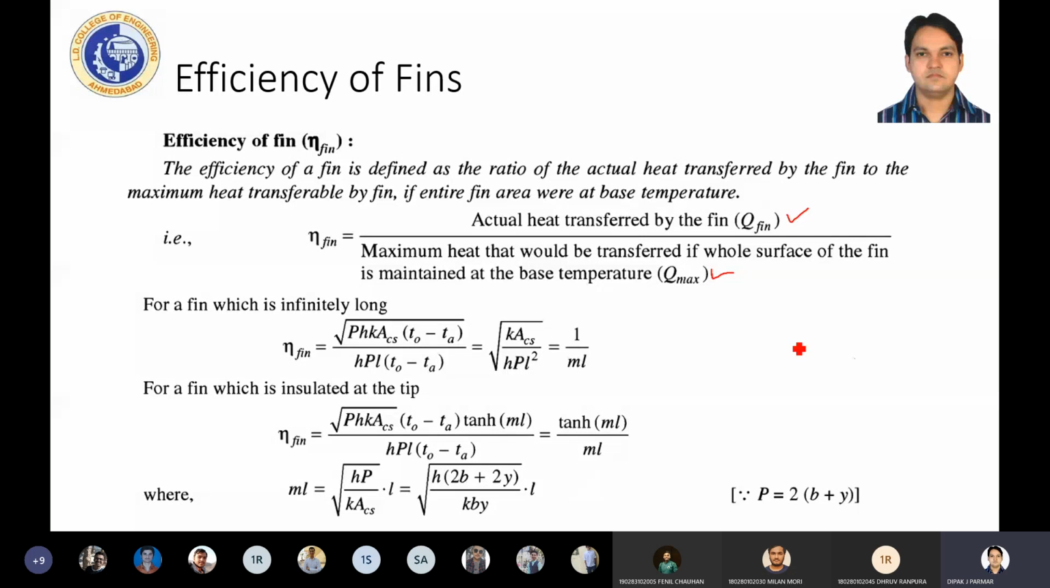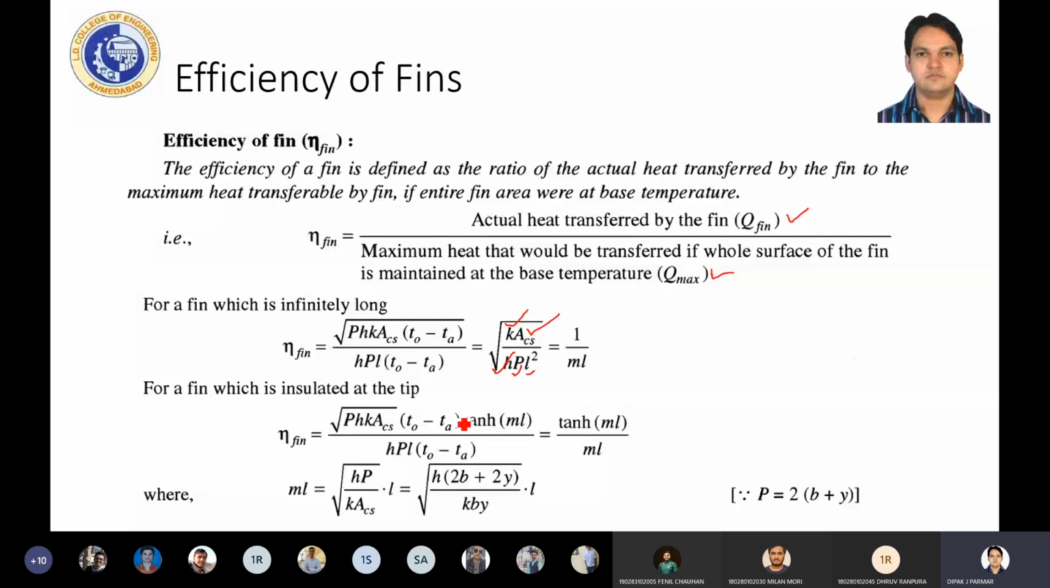So if you want to get the efficiency of an infinitely long fin, you should have the non-parameters, that is, conductivity of your fin material, cross-section area, convective heat transfer coefficient, perimeter, and of course length. If all the parameters are known to you, you can get the efficiency of this kind of fin. The second is for a fin which is insulated at the tip.